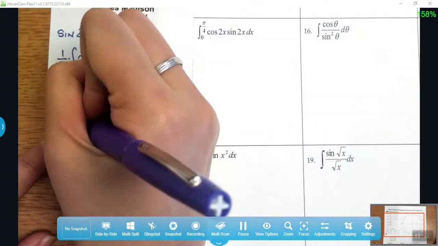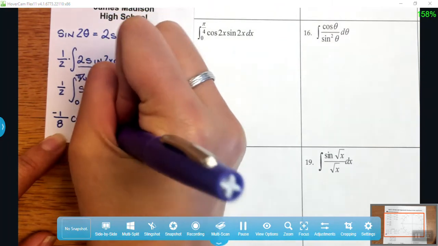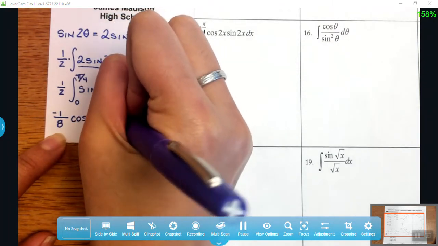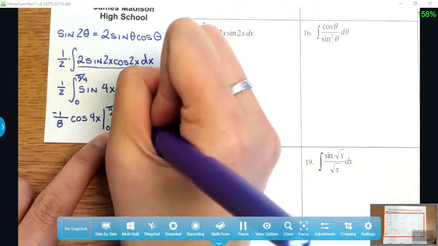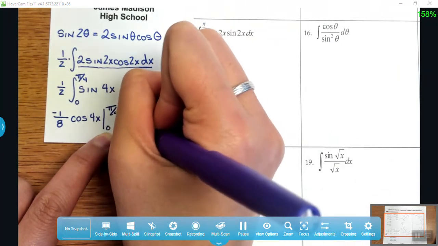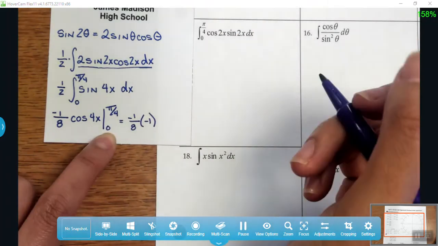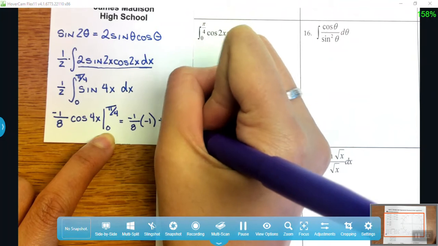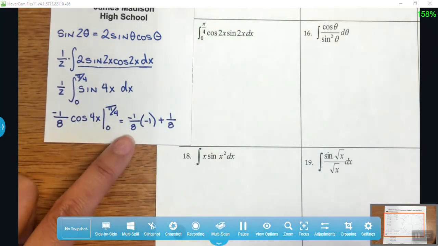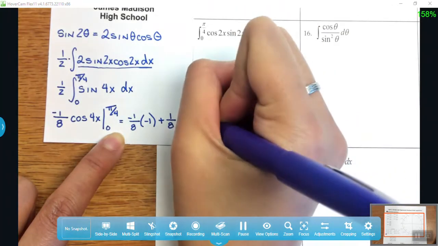Negative cosine of 4x from 0 to pi over 4. And then that gives us negative 1/8 times negative 1, plus 1/8, or 1/4.